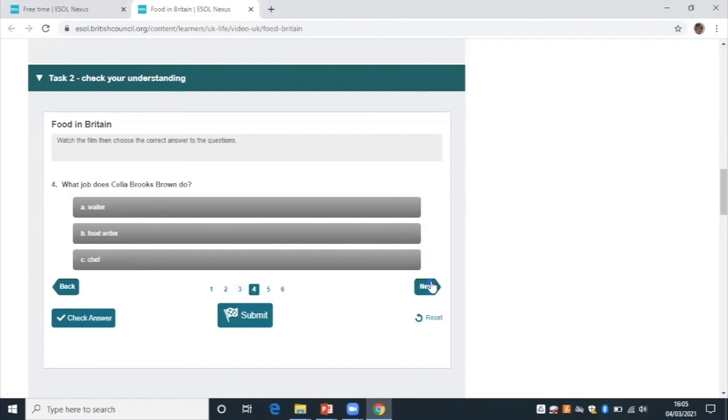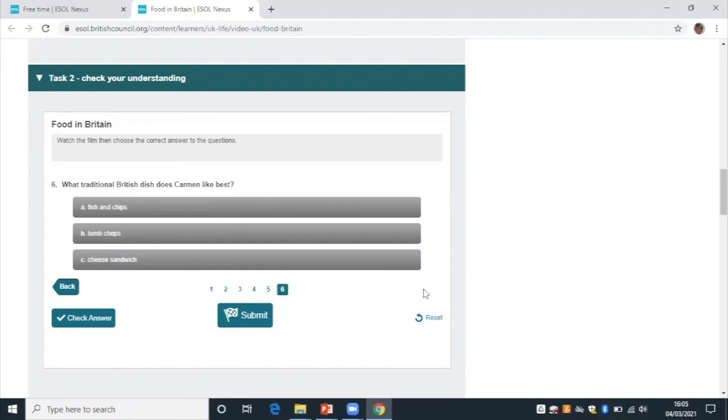What jobs does Celia Brooks Brown do? So the lady that Carmen was sat with at the end. What was she doing? Was she a waiter, so someone who works in a restaurant, serving the food? Was it someone who cooks the food, a chef? Or was she there tasting the food to write about it? I'd go for B. What changes are happening to British cooking according to that film? So chefs are no longer cooking British food. People want more foreign spices, or people want ingredients to be sourced and grown locally. So it was that one.